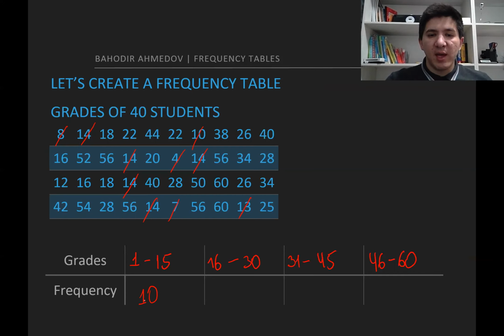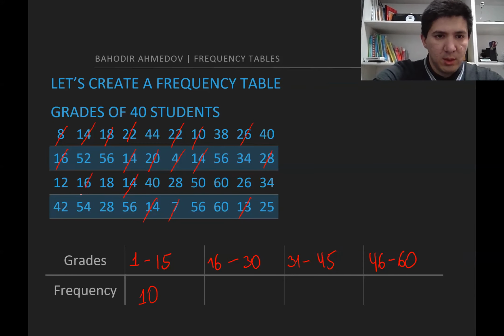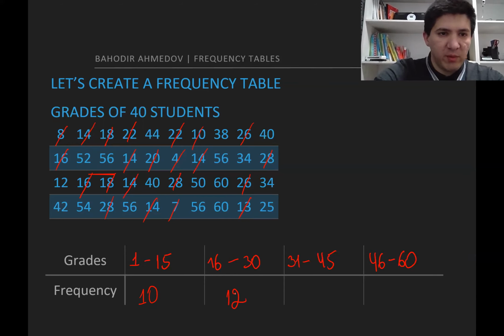Now I would like to count how many students have a grade between 16 and 30. It's going to be 1, 2, 3, 4, 5, 6, 7, 8, 9, 10, 11, 12. So 12. Sorry, it appears we forgot one here, so it should be 11.